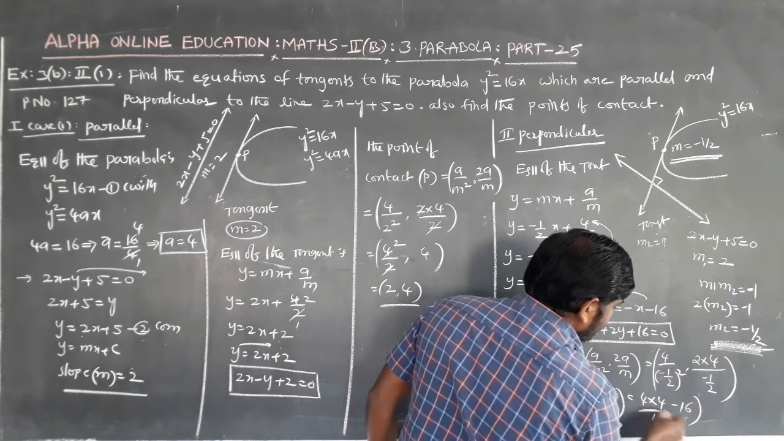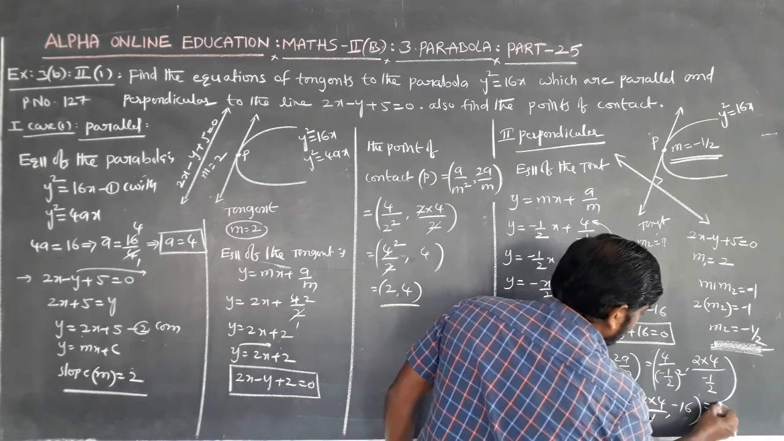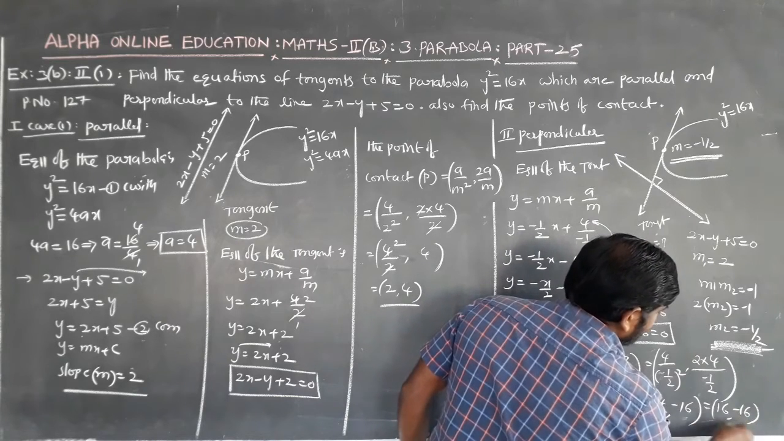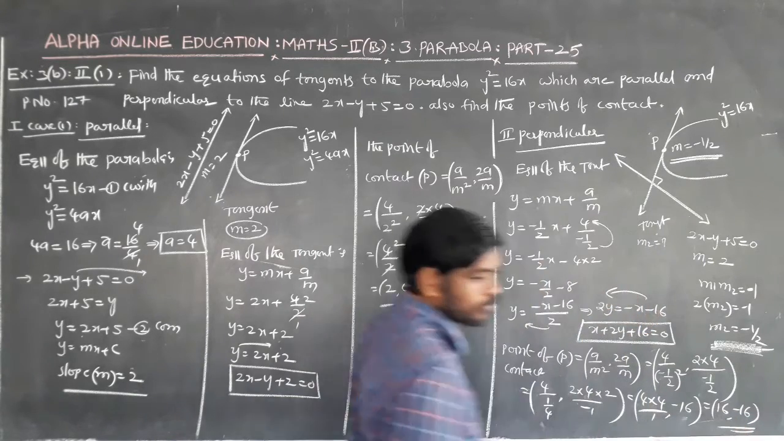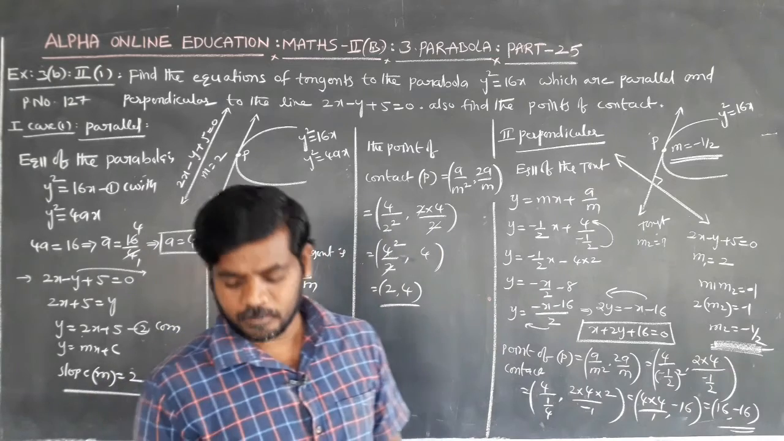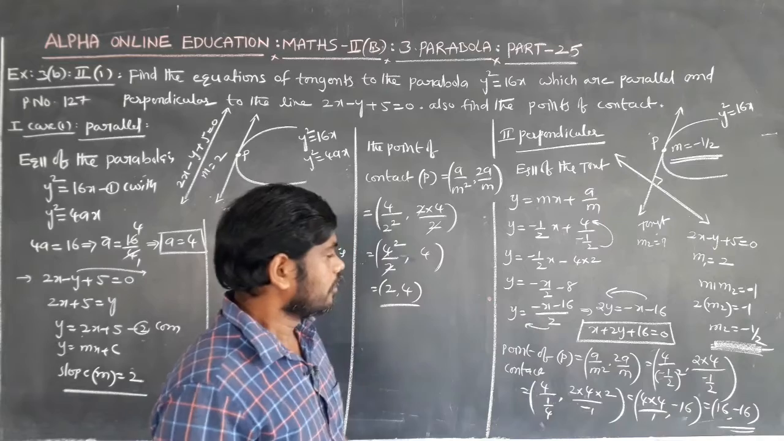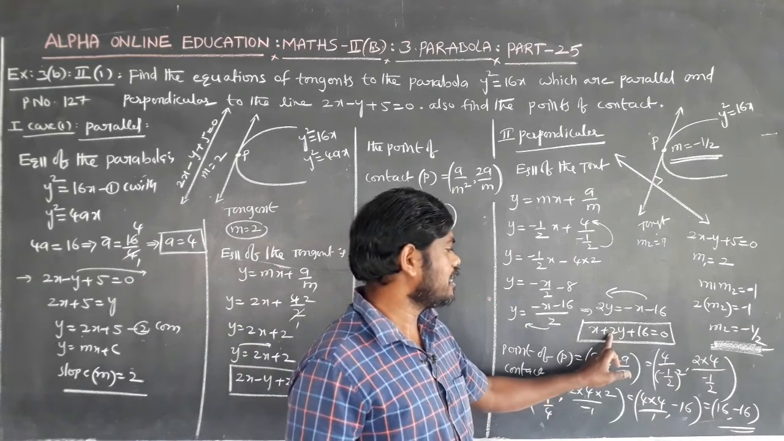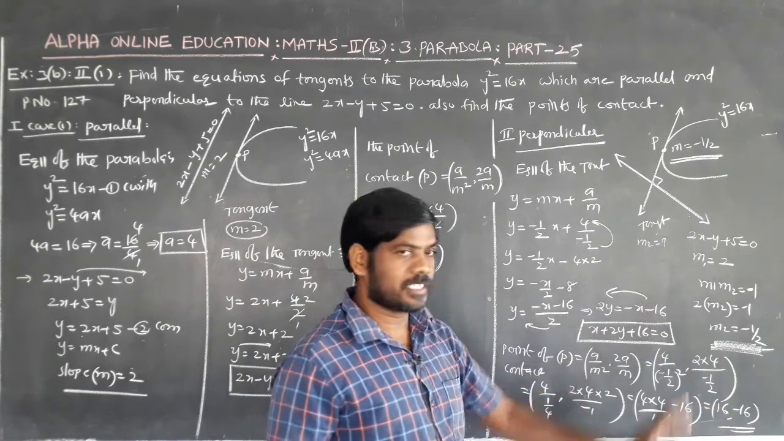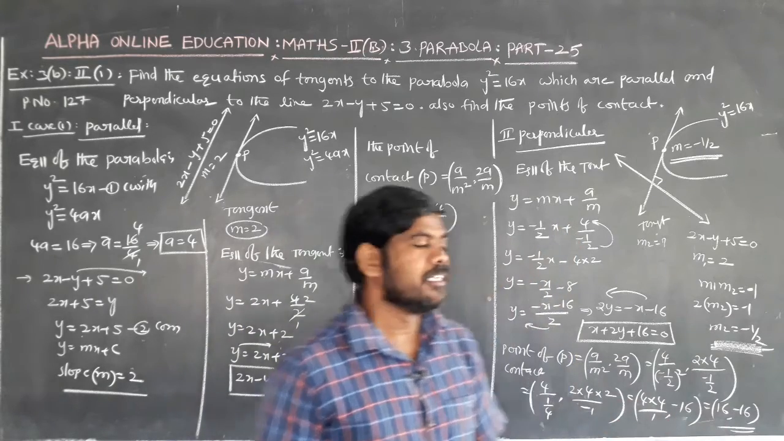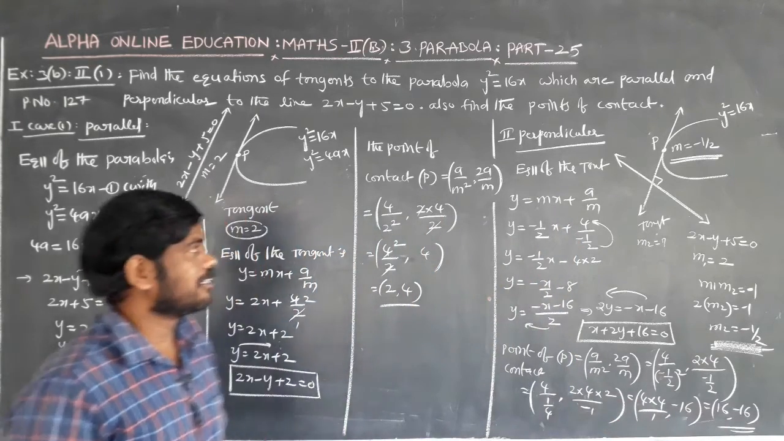8 2s are 16. So the point of contact is (16, -16). This is the point of contact. The equation of the tangent is x + 2y + 16 = 0.